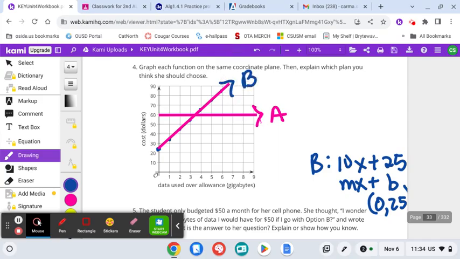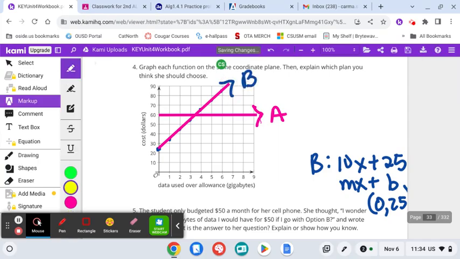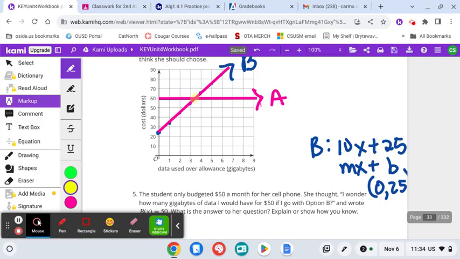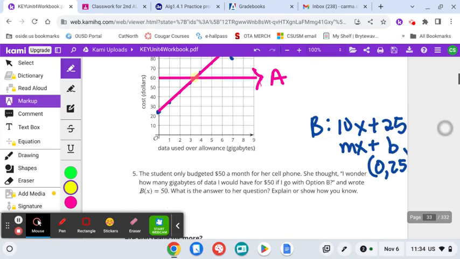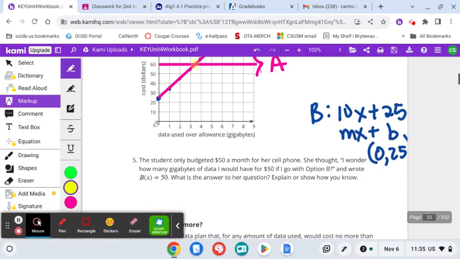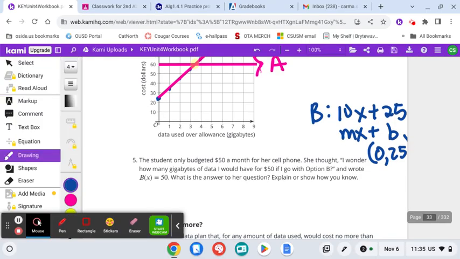That's my Plan B. Well, when are the two plans the same? Right here at that point of intersection, in case we were wondering. The student only budgeted $50 a month for the cell phone. She thought, I wonder how many gigabytes of data I would have for $50. So you could look up at the graph, but 50 doesn't land on a corner, so I'm not quite sure.